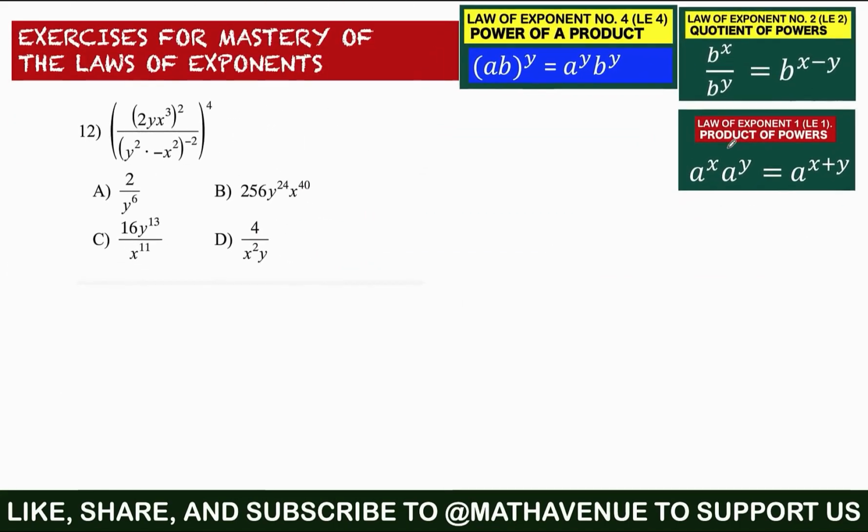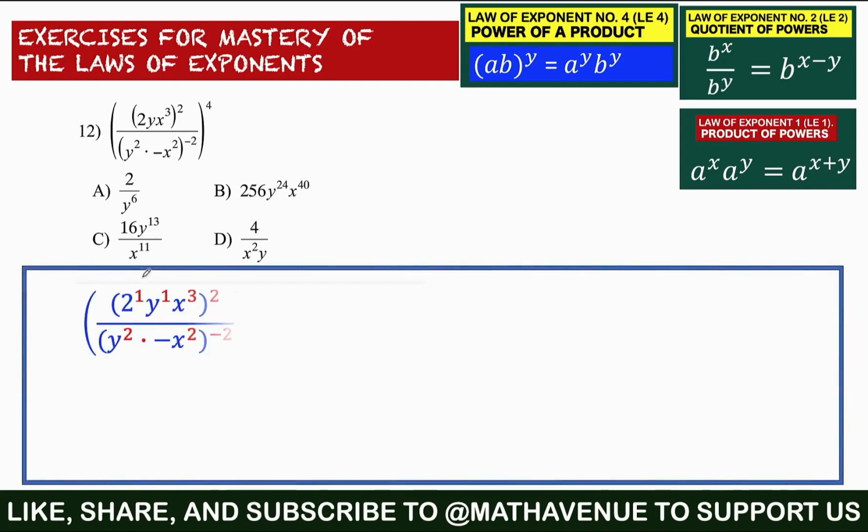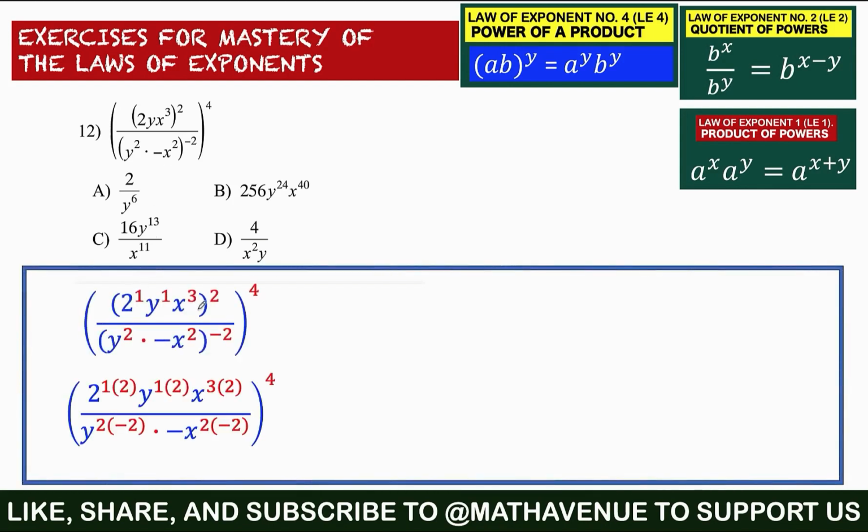These are the different laws of exponents that we're going to apply. So let's do this systematically. Copy the problem and simplify inside. So the numerator raised to the second, applying law of exponent number 4 becomes this. Apply also law of exponent number 4 for the denominator. Then simplify. Here, let's see if there are things that we can cancel.